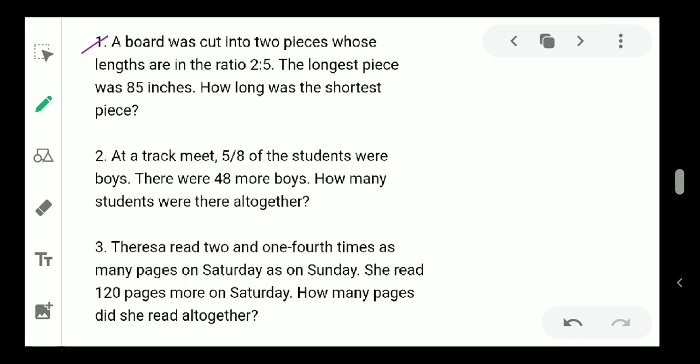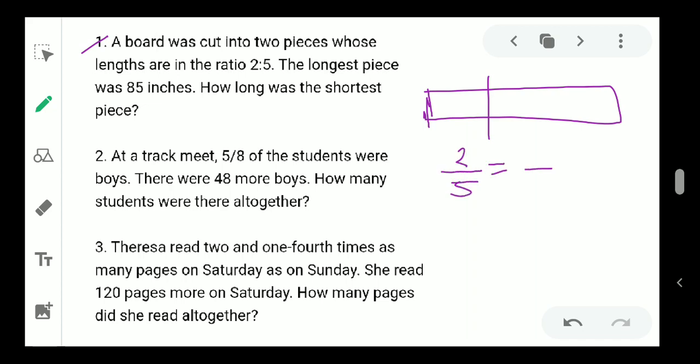A board was cut into two pieces whose lengths are in the ratio 2:5. So there is a board like this maybe, and I have cut the board into two pieces with the size like 2:5. So now see, 2:5 means it can be any equivalent ratio. It can be 4:10 also. It can be 8:20 also. It can be many things, okay.